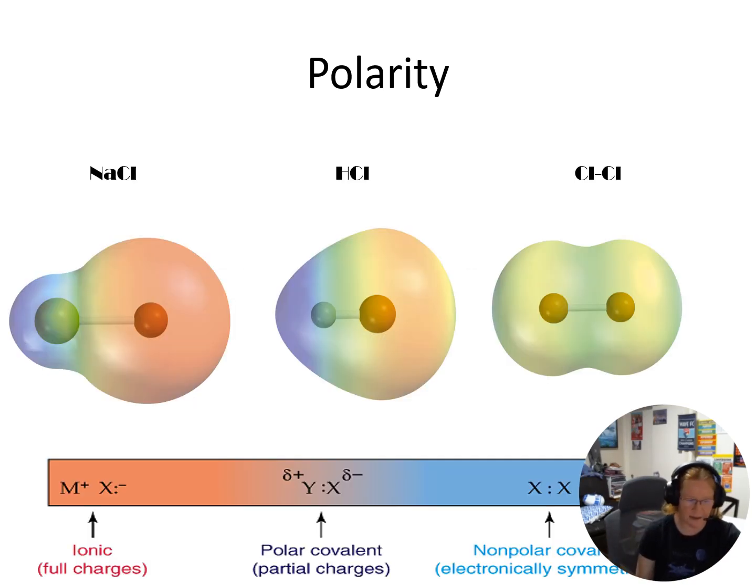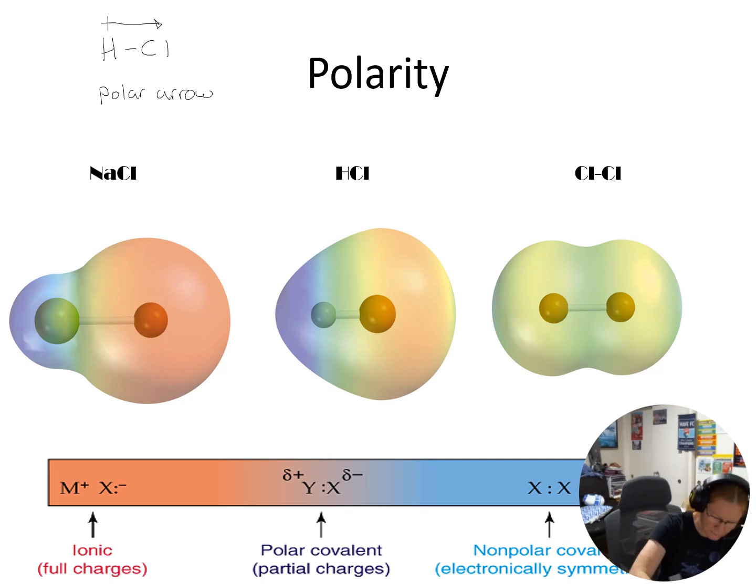And so when I look here, if I look at sodium chloride, there's my ionic bond. Hydrochloric acid, or hydrogen chloride if it's in the gaseous state, there's my polar covalent bond, and then chlorine is going to be nonpolar. And so again, I can depict this with my polar arrow or with my partial charges.